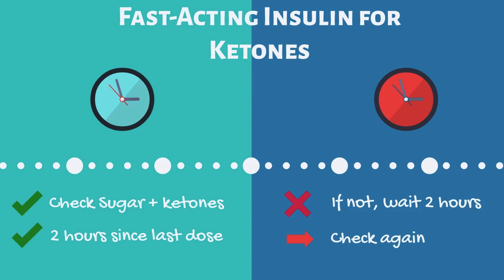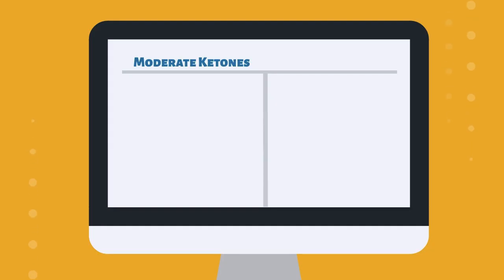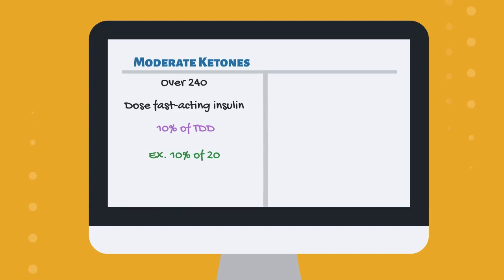For moderate ketones, you are going to make sure your blood sugar is above 240 and give fast-acting insulin through an injection. You will dose 10% of your total daily dose, TDD. So, if your total daily dose is 20, what's 10% of 20? The answer is 2. So you would give 2 units of insulin.